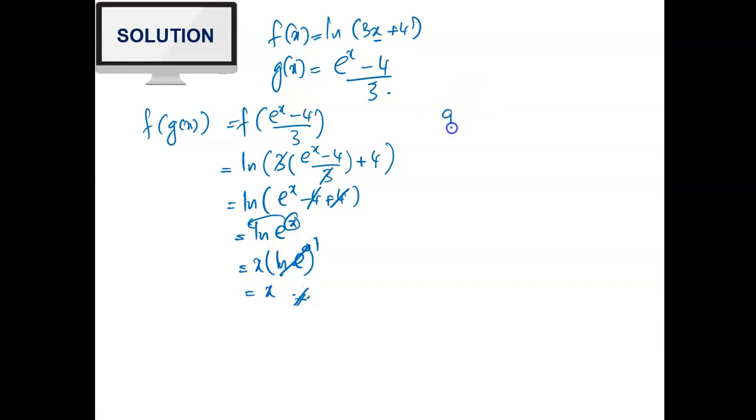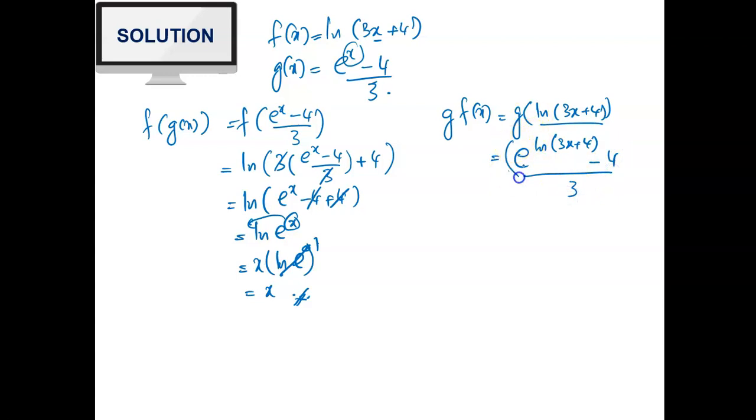Okay, now let's try with g(f(x)). Again, the function f(x), natural log of 3x plus 4, and substitute the whole function into the x of the function g. e to the natural log of 3x plus 4 minus 4 divided by 3. Okay, look at this one here. Minus 4. Okay, look at this. e and natural log are cancelling each other then.